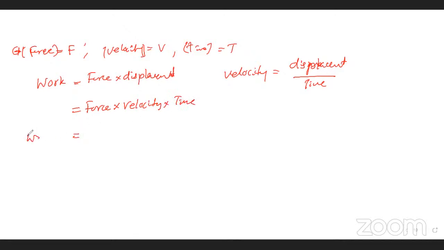So the dimension of work equals the dimension of force multiplied by the dimension of velocity multiplied by the dimension of time. They gave that the dimension of force is F, the dimension of velocity is V, and so on. So this is the work in terms of force, velocity, and time. That is the dimensional formula when you take force, velocity, and time as the fundamental quantities. So that's the way you can write that. This is question number 13.